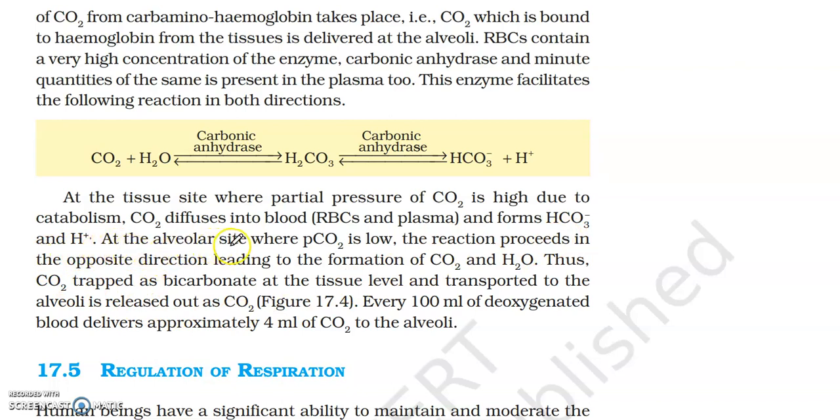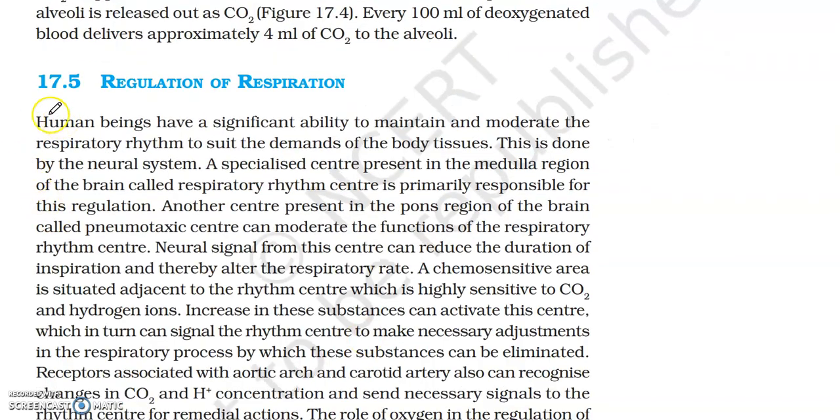carbon dioxide diffuses into blood, RBCs and plasma and forms HCO3 minus and H plus. At the alveolar site where PCO2 is low, the reaction proceeds in the opposite direction leading to the formation of CO2 and H2O. Thus, CO2 trapped as bicarbonate at the tissue level and transported to the alveoli is released out as CO2. Every 100 ml of deoxygenated blood delivers approximately 4 ml of carbon dioxide to the alveoli.